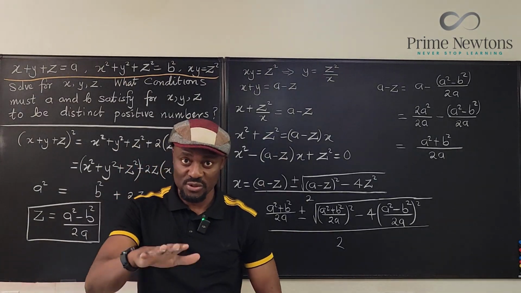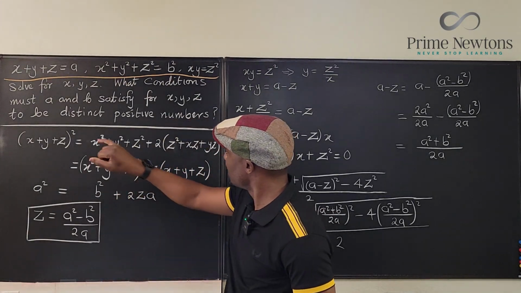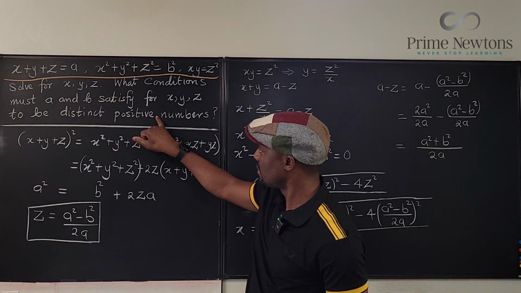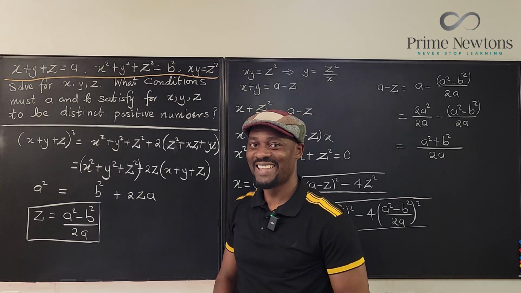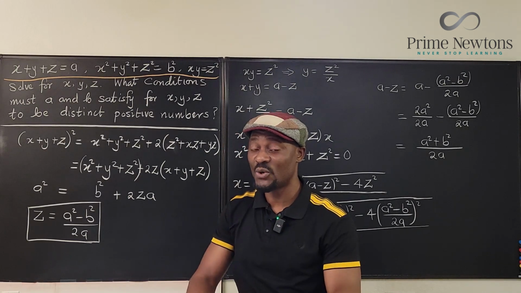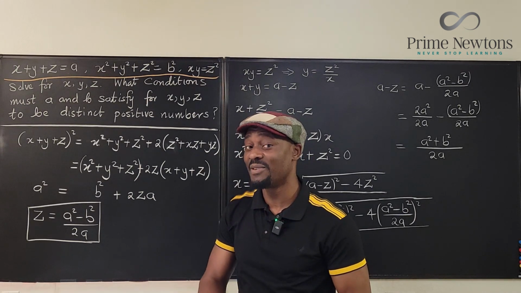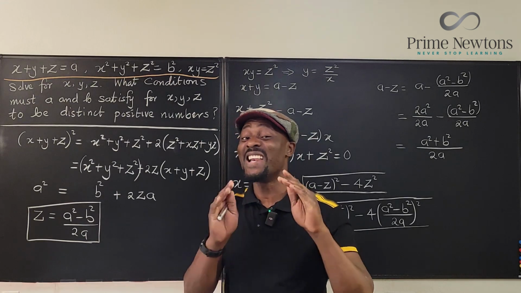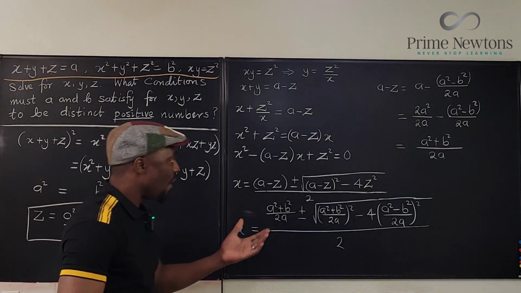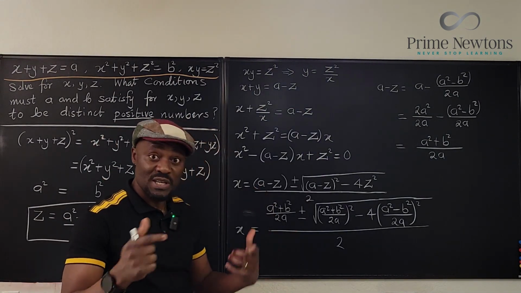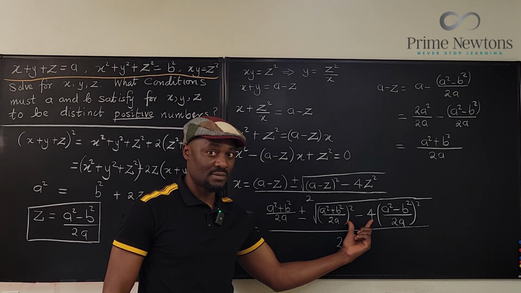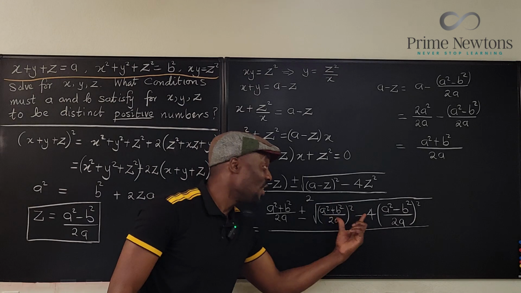So remember the mission. X is supposed to be distinct, positive. I thought the word real was there. They don't need to say the word real. Remember, only real numbers are positive. Complex or imaginary numbers are neither positive nor negative. So that word real is not necessary when you see the word positive. Now, in order for X to be real, whatever is here must be greater than or equal to 0, but it cannot be negative.